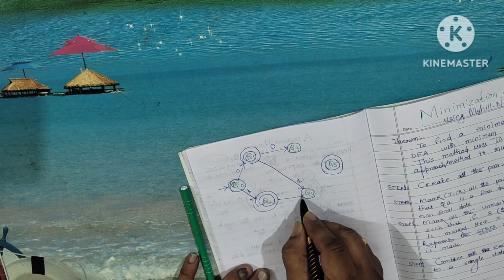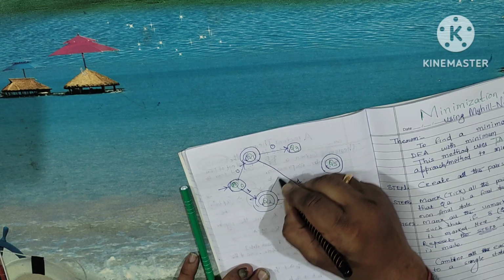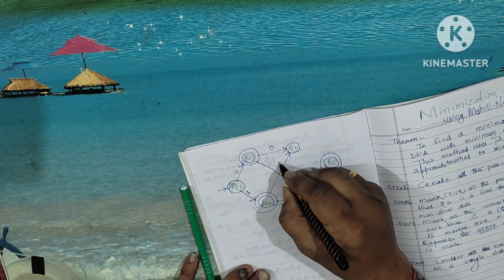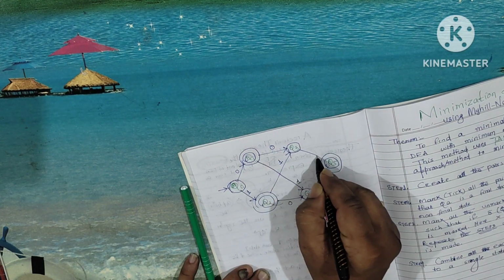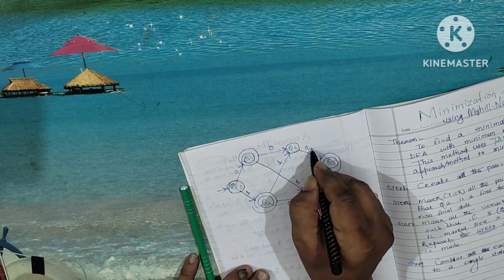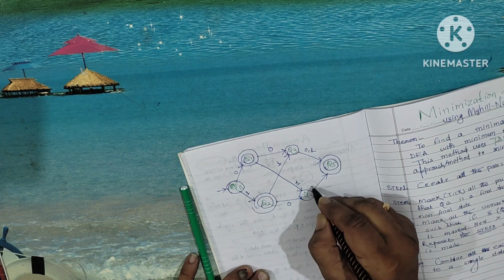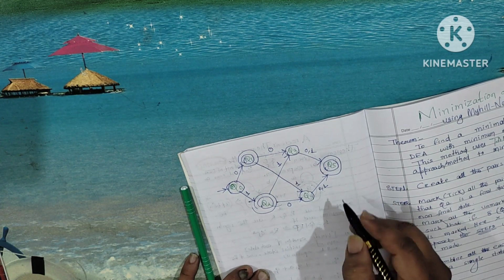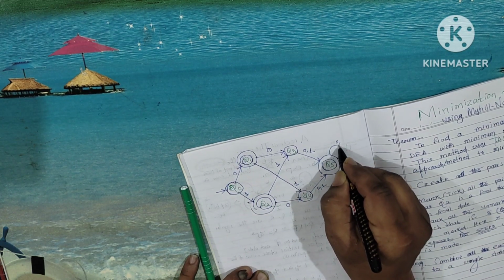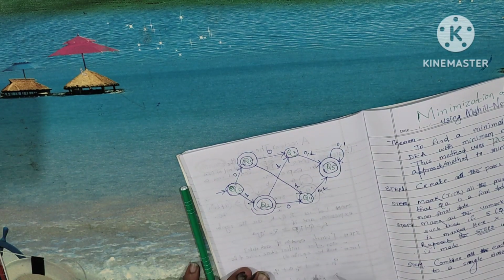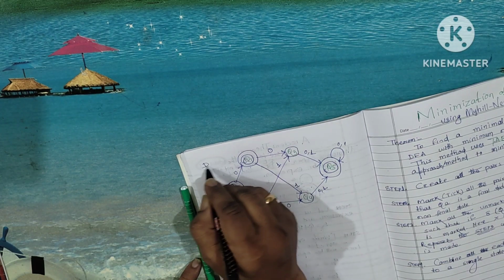Similarly, Q2 on input 0 goes to the Q4 state, and on input 1 it goes to Q3 state. Similarly, Q3 on input 0, 1 goes to Q5 state, and Q4 on input 0, 1 goes to Q5 state, and Q5 on input 0, 1 is a self loop. So this is the given DFA.